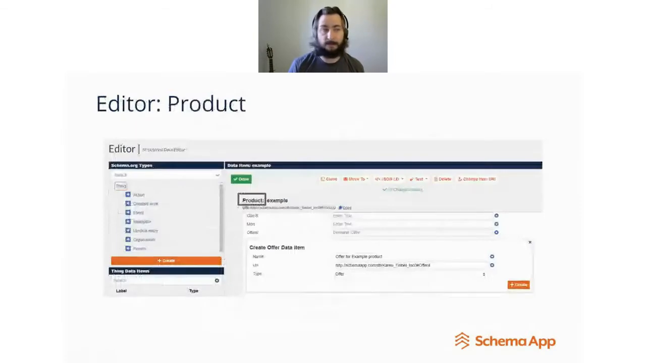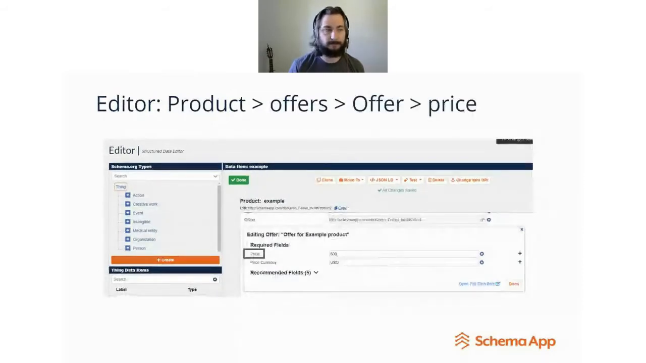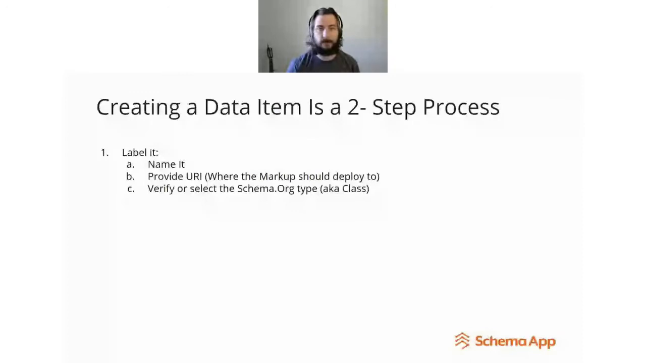So in Schema app, you would create your product entity. You would go to the offers property, create your offer data item, and now you can add your price. So in the editor, how this actually works with Schema app is you're going to create data items. You'll hear us talk about data items throughout much of our content, and a data item is an actual real manifestation of a schema class type. It's a real instance that you're creating, and to create it, you need to give it a label, a place to go, and a class type. So there's two steps here. The first one is labeling it, where you name it, provide a URI. This will inform the @ID.